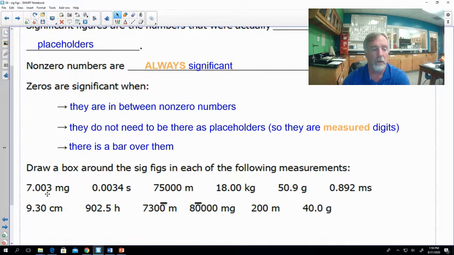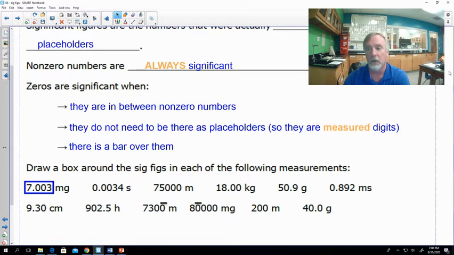So on this one, 7.003. Those zeros are in between, right? So that meets our first criteria, zeros are significant when they're in between non-zero numbers. So 7.003, all 4 digits are significant. Let's look at the next one. We've got those zeros in the front. These are what we talk about as being placeholder digits. We needed to put these zeros here so we could show what place that 3 and the 4 go in our answer. And this is a little hard for me to click on here.